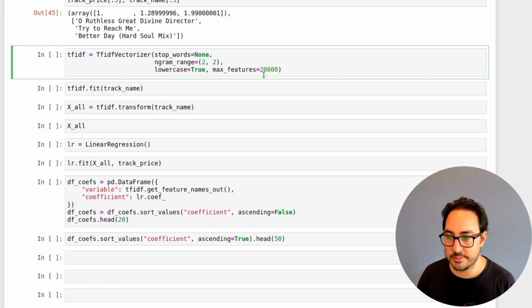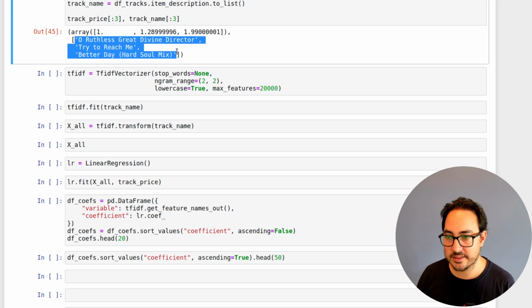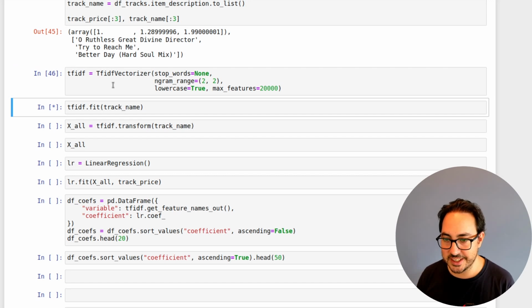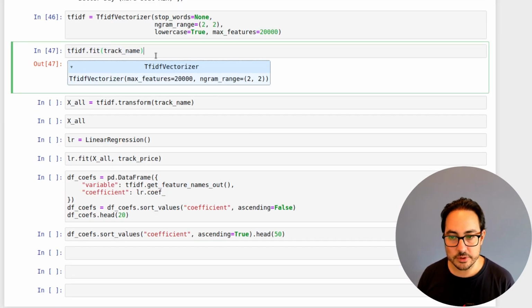So let me explain this. This is the raw data, right? The text of the song name. So I'm defining this tf-idf vectorizer that basically converts the text into a matrix where each column of the matrix is a combination of two words. And this is something you can very easily do with scikit-learn. Here I'm, quote unquote, feeding it the text, the track name. So now it's able to convert text into a matrix format.